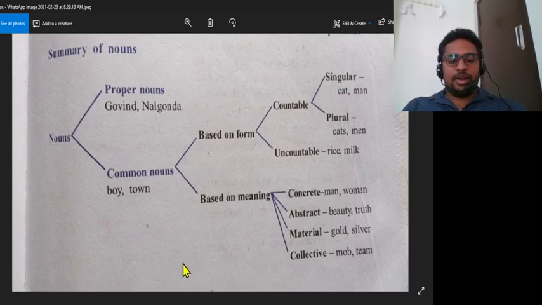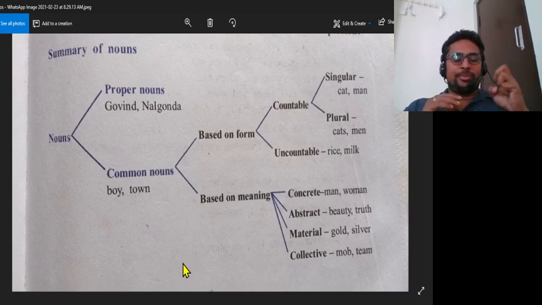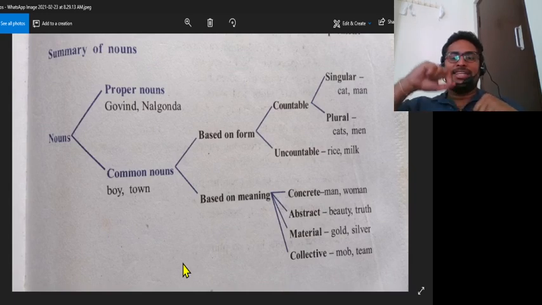Okay, let us rewind once again what we have discussed today. Today we are discussing parts of speech. Based on the form and function, we have several parts of speech in English. There are 8 parts of speech in English: noun, pronoun, verb, adjective, adverb, preposition, conjunction, and interjection.